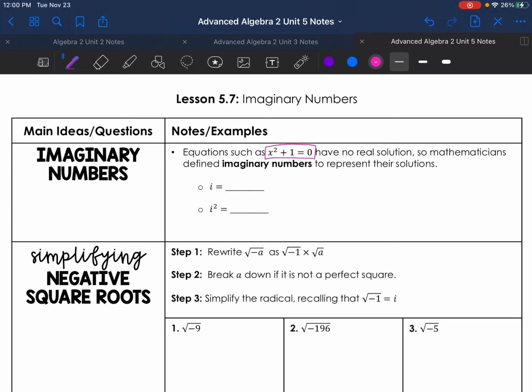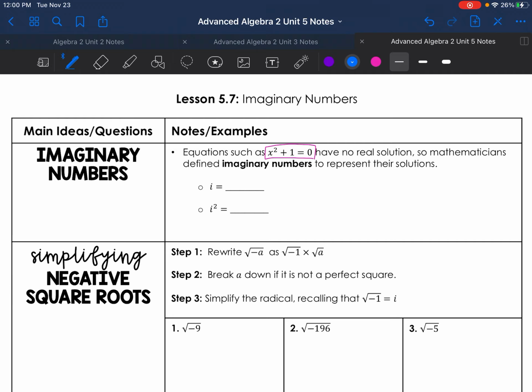Okay, well, what about negative numbers? Negative 1 times negative 1 is positive 1. So there's nothing that you multiply by itself to get negatives, and therefore you can't really take the square root of negative numbers. So that's where imaginary numbers come in.